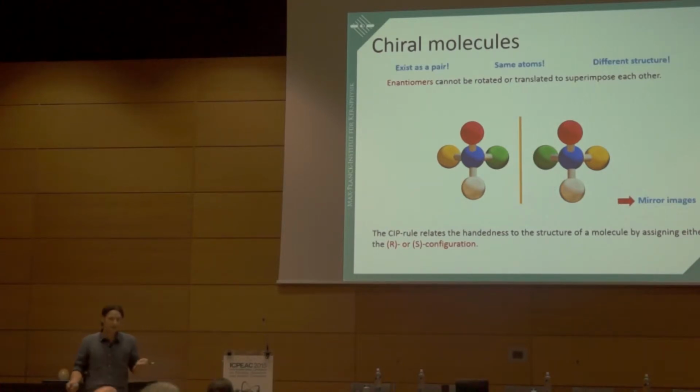In stereochemistry, which is the chemical discipline that deals with these chiral molecules, one uses the CIP rule, which relates the structure of a molecule to its handedness by assigning either the R or the S configuration. We'll come to this later. So this can be called R configuration and S configuration.